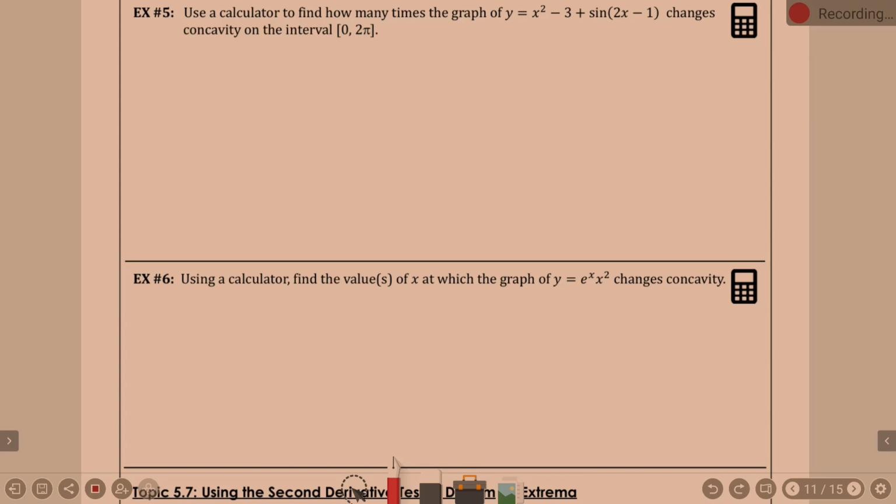Use a calculator to find how many times the graph of y changes concavity on the interval 0 to 2 pi. It's a number answer here. How many times does it change concavity? What are we going to have to think about here? How many times is what equal to 0? The second derivative.